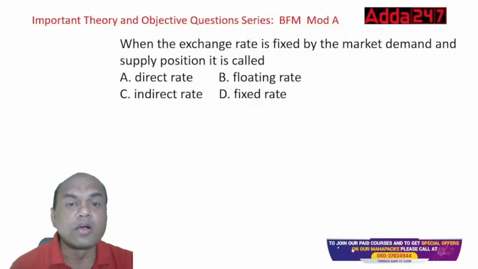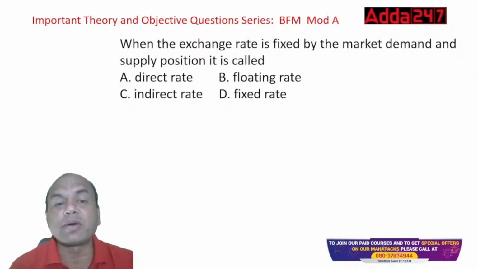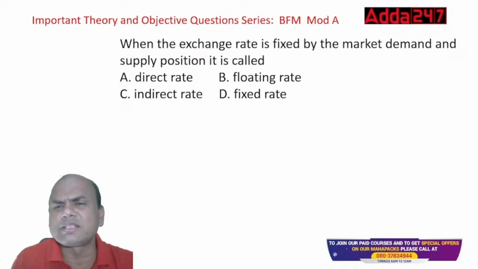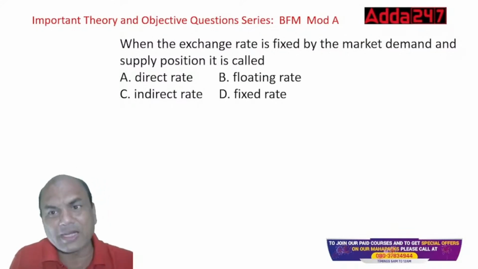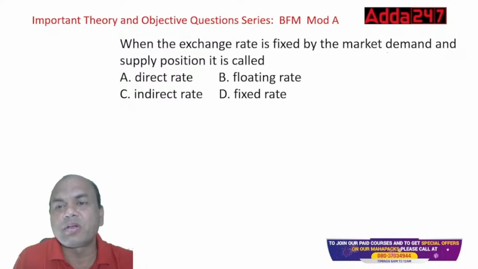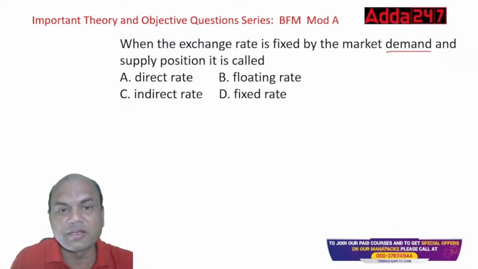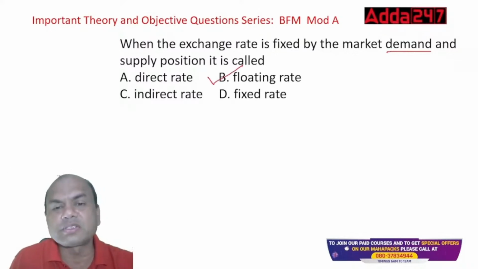Okay. When the exchange rate is determined by market demand and supply, it is called what? Just now we discussed, right? Market demand and supply. So it is called floating rate. India follows this demand and supply.